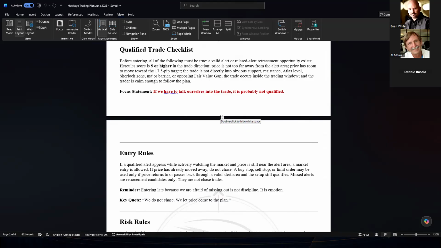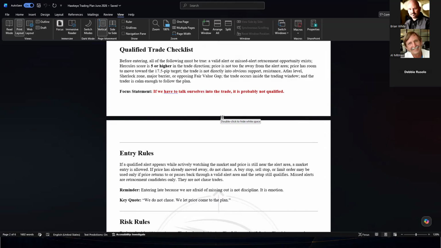We want to make sure we know where Atlas is at. We want to know where Sherlock is at. And we want to look at any possible major barrier or opposing fair value gap. Now, that does not mean that those are going to necessarily hold, but we want to be at least aware of them because we can then anticipate, okay, we've got some headache here. It's not going to be a smooth ride necessarily. It doesn't mean the trade won't work out.